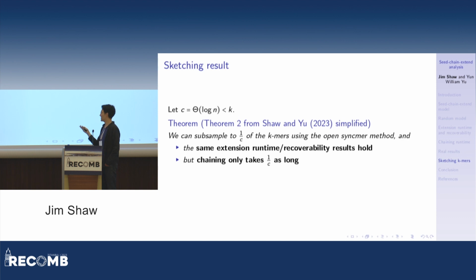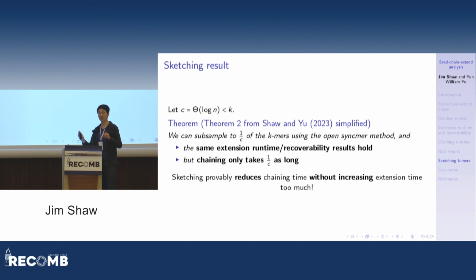Our theorem on sketching says this. We let C scale with log n, but it's less than k. And we sample 1 over C of the k-mers. So out of every C k-mers, we sample about one of them. Under this assumption, with the open syncmer method, which I won't describe but is a method of sketching, we get the exact same runtime and recoverability results, asymptotically. They don't change at all, but the chaining time actually becomes provably faster, which makes sense. If I take 1 out of 15 k-mers, chaining is 15 times faster. So sketching reduces chaining time without increasing extension time too much. That's essentially what this theorem states.